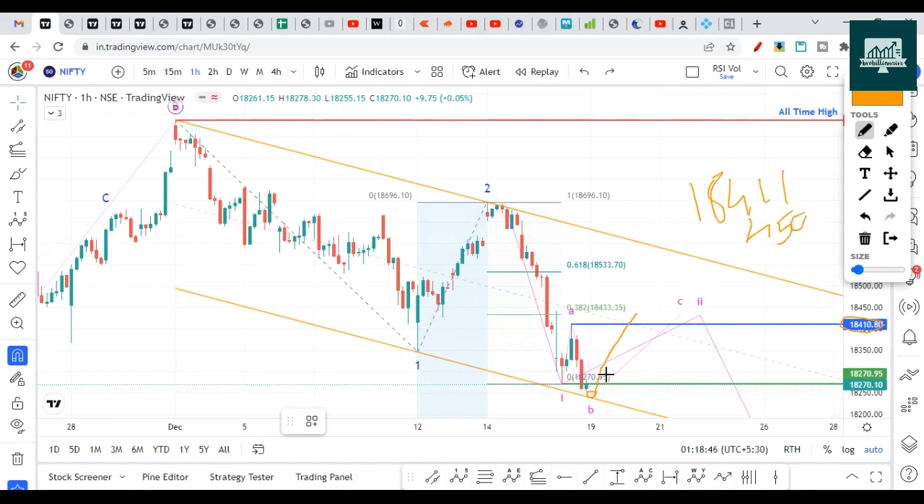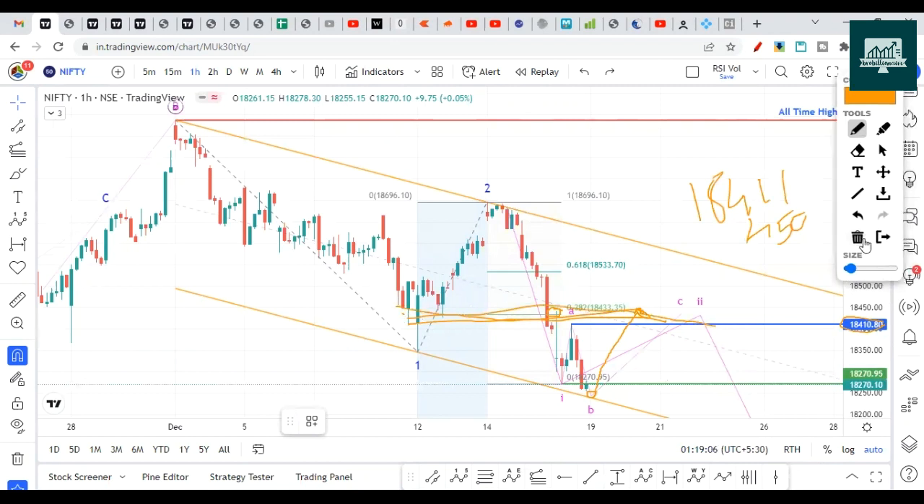It can even open gap up. If it opens gap up, then this case has more probability to reach towards 18,400 to 411. From here, I'm expecting resistance to be faced. You can notice this area was acting as a support, and now it will act as a resistance. The roles have switched. So this is A wave, this is B wave, and C wave will head higher. It can open gap up near 18,400.